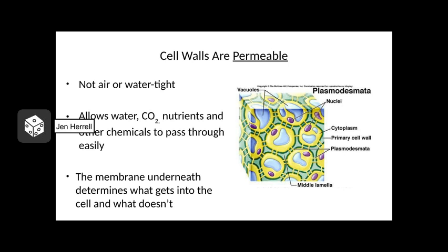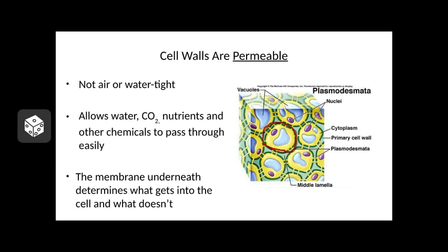Now, the cell wall has a couple of important functions. It helps protect the cell. It also helps give the cell its shape. Remember that the plasma membrane is actually a liquid. It's not a solid, so it doesn't give it the shape. This wall gives the cell its shape.